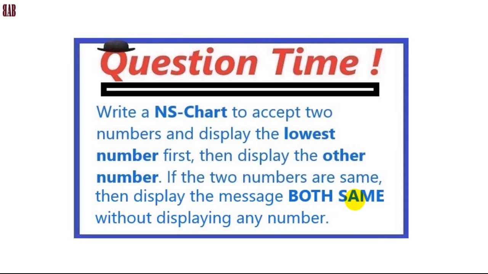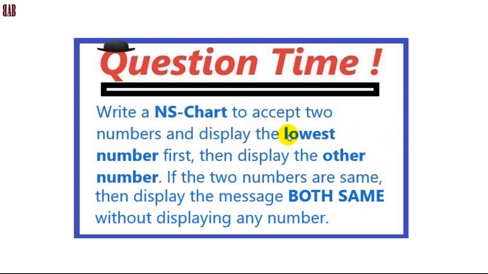What we did was we took two numbers. This one is also the same. We accepted two numbers, and out of the two numbers, we displayed the lowest number first and the next number afterwards. Suppose the two numbers are the same, we didn't display anything in the previous exercise. So in this exercise, we are slightly changing the rule to print the words both same if they are equal.